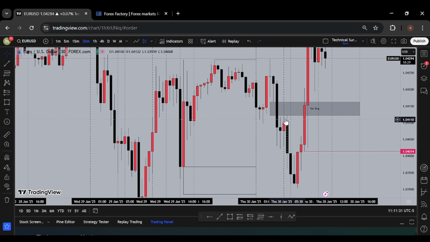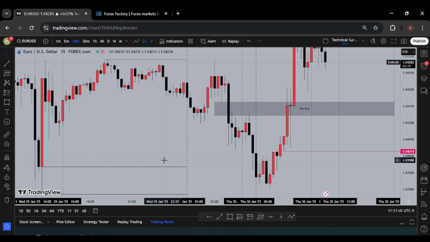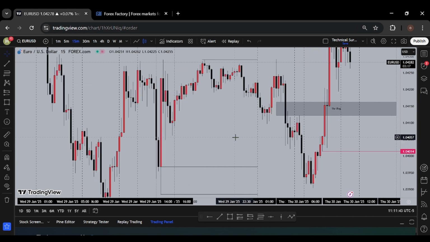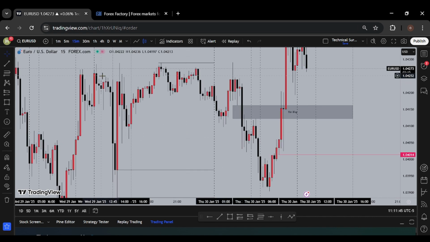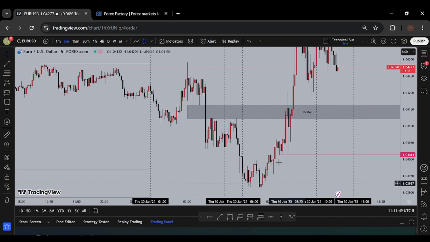Now when this happened, we spiked up into this silver bullet, feeling it a little bit, and we saw the massive drop. So this was a one-to-one risk to reward trade, by the way, and it was a very quick one. So I took the trade around there.